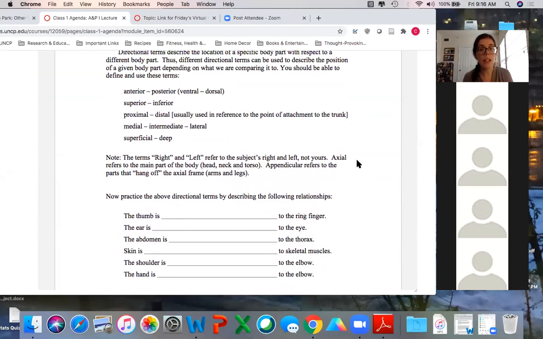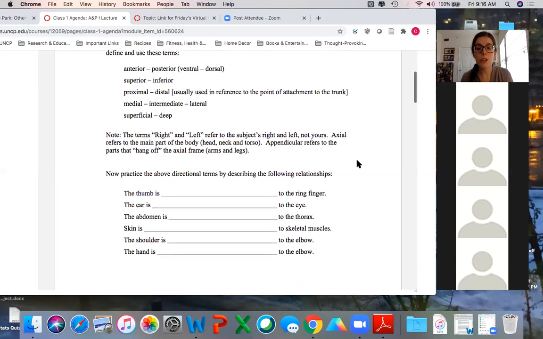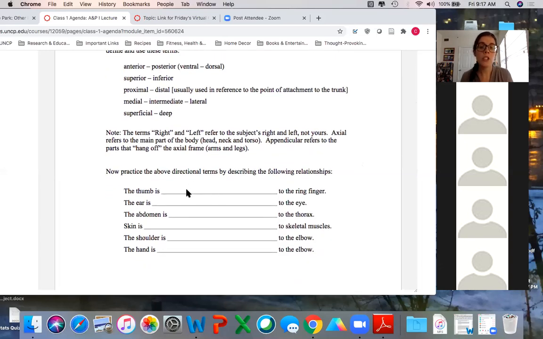And I'm going to try to put you guys into breakout groups. And what I want you to do is I want you in your group to talk about what goes in each of these blanks. So which of these directional words are you putting in each of these blanks? And we're going to see if I can get that to work.